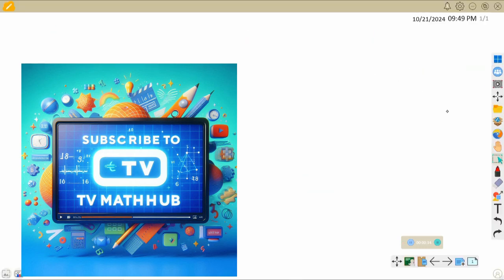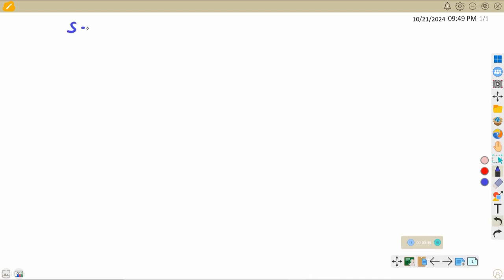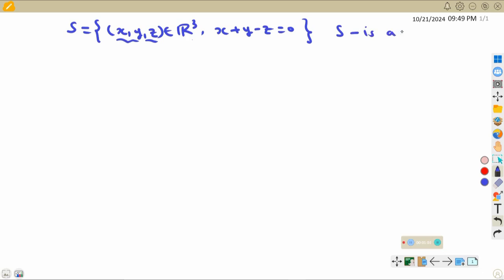So let us have the set. We are given the set S, which satisfies the condition that when you pick any x, y, and z from R3, then x plus y minus z must give you 0. So you need to show that S is a subspace of R3.